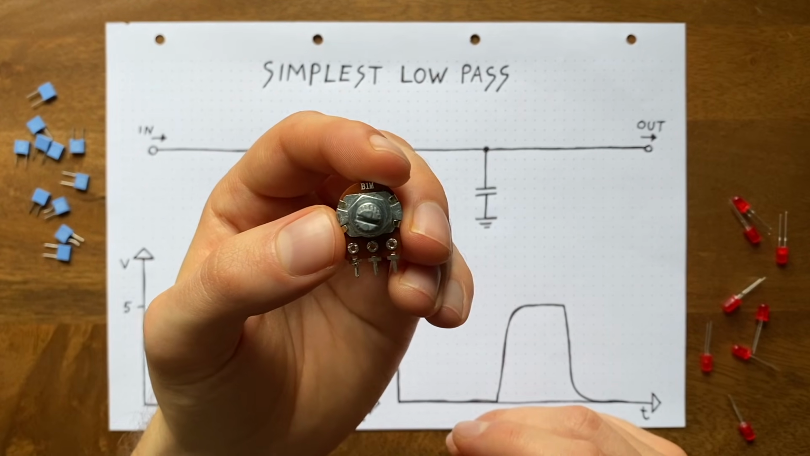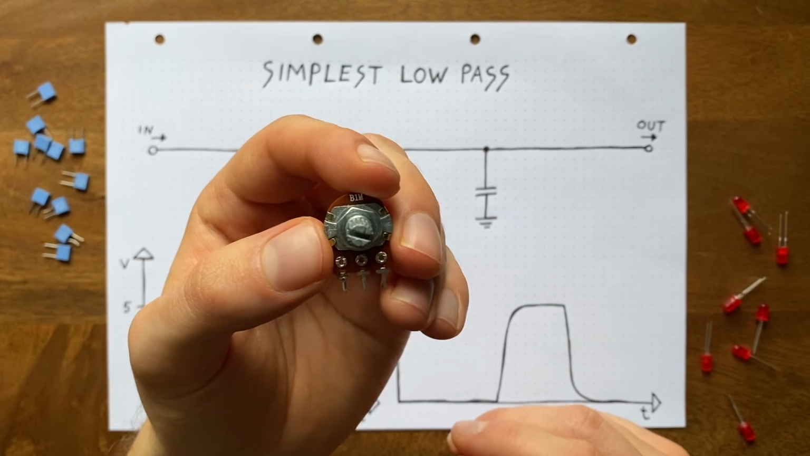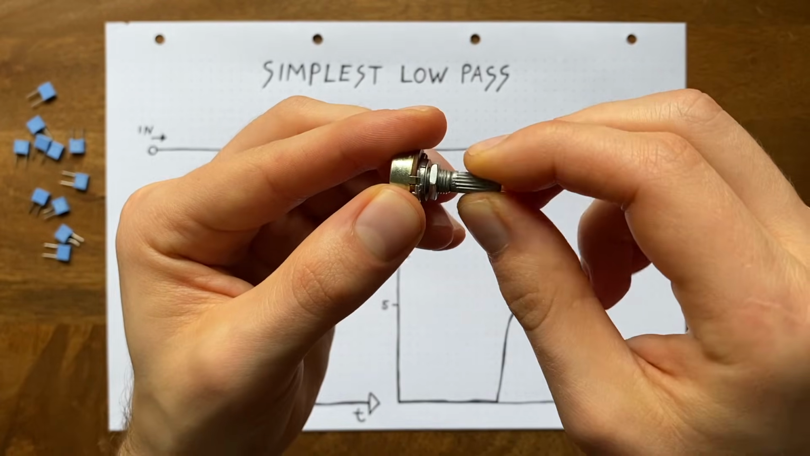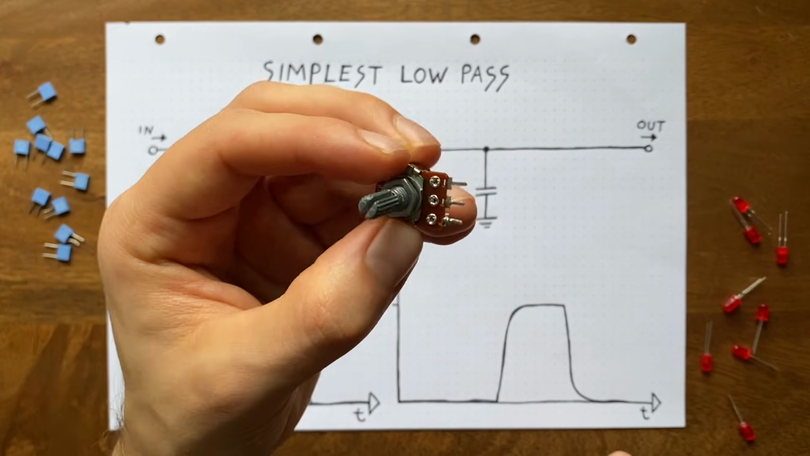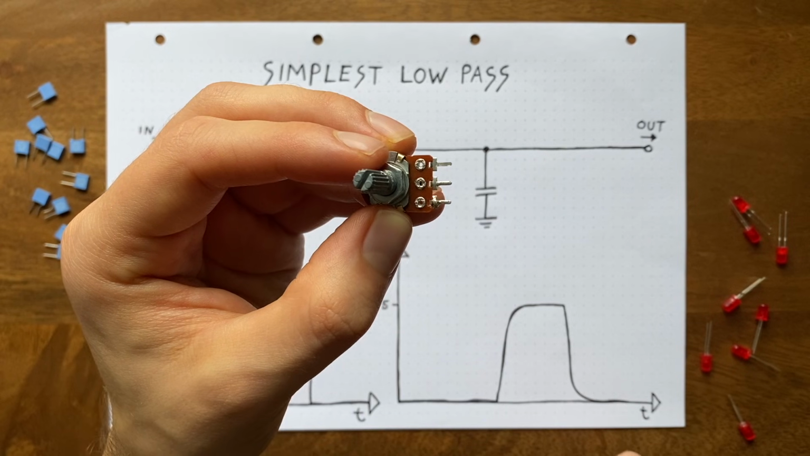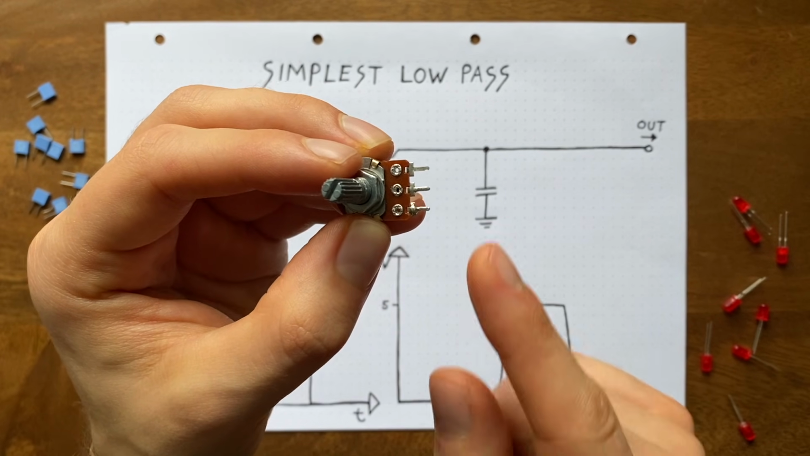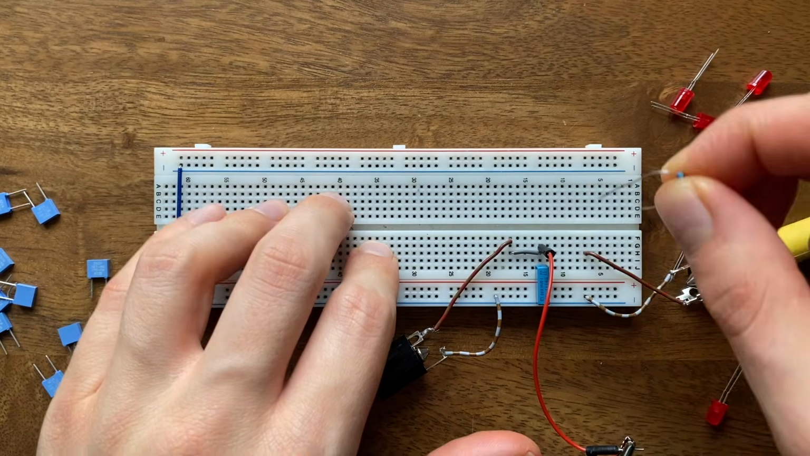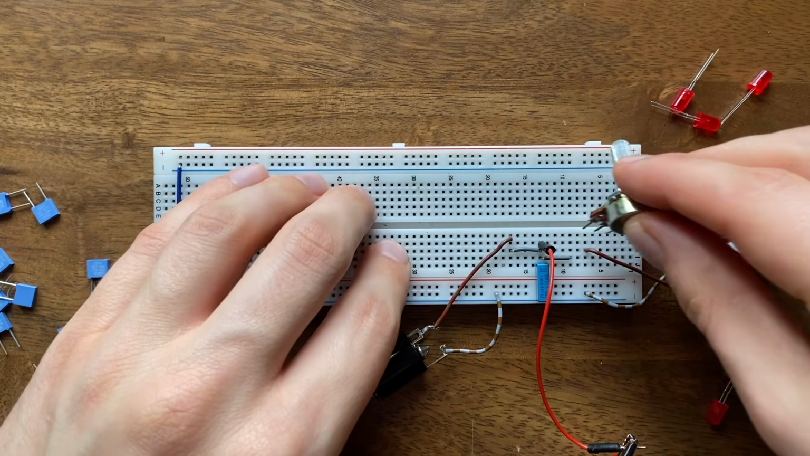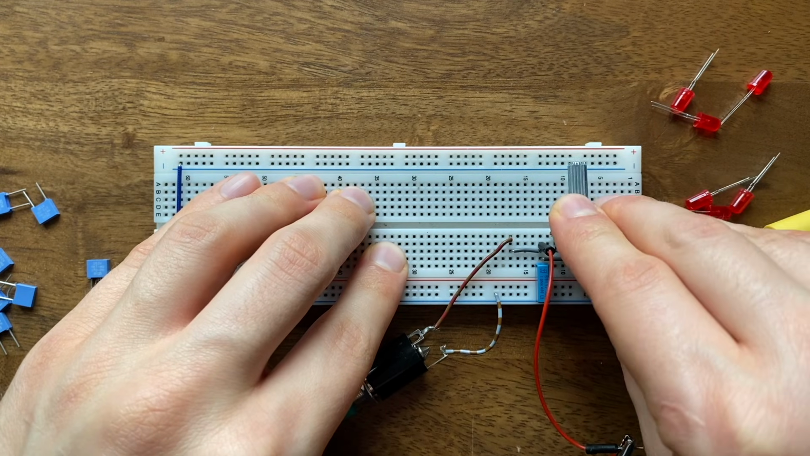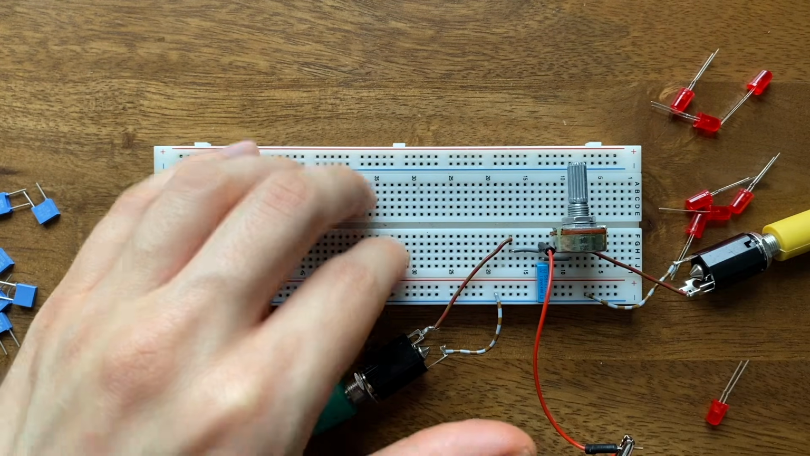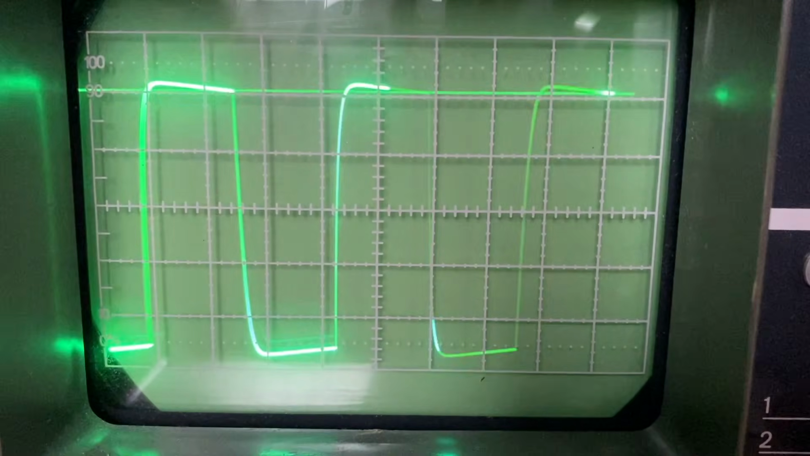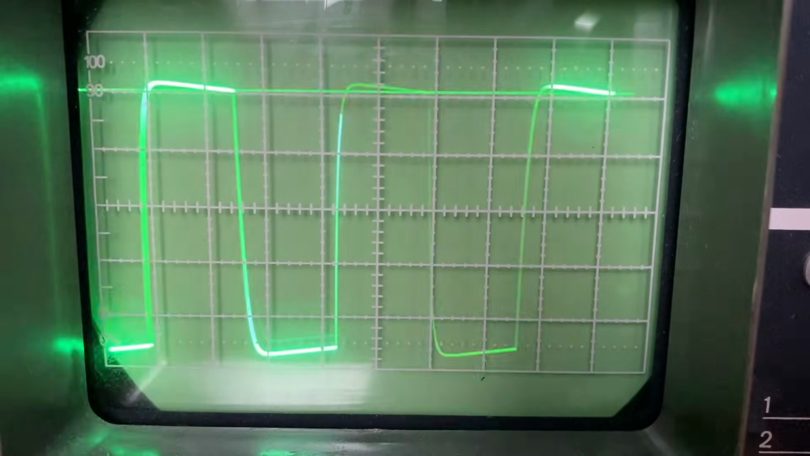This is essentially a resistor whose value you can control by turning a knob. For our purposes, we can ignore the fact that it has 3 connectors for now. We'll only be using these 2. So I'll replace the resistor with a 1 megaohm potentiometer. This means that we can now vary the resistance here from 0 to 1 megaohms. And here's how that looks like on the oscilloscope.